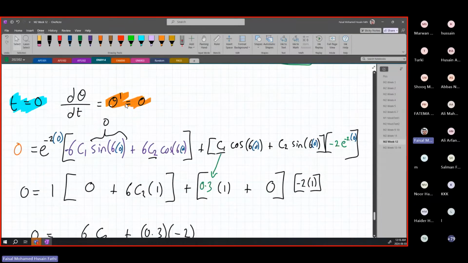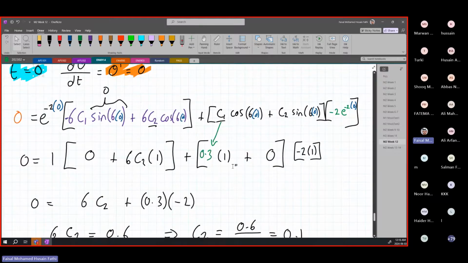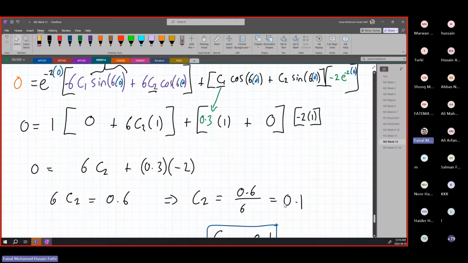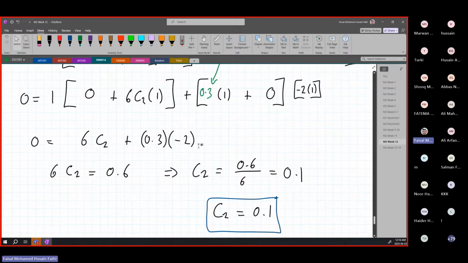Then we plugged in our boundary conditions, 0, 0. Everything will cancel out each other. We will only be left with C2 and numbers, and then we solve the equation to find C2, which was 0.1. All right. Does swapping C1 and C2 change the answer? Yes, if you have already, okay.